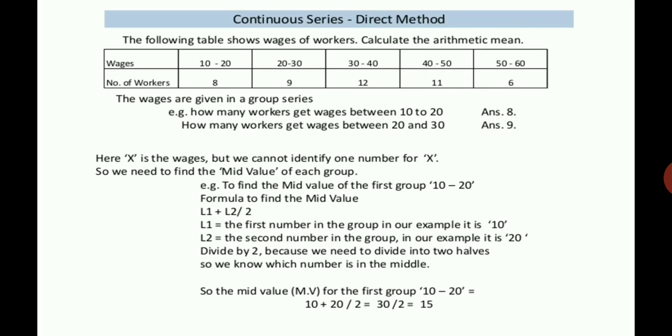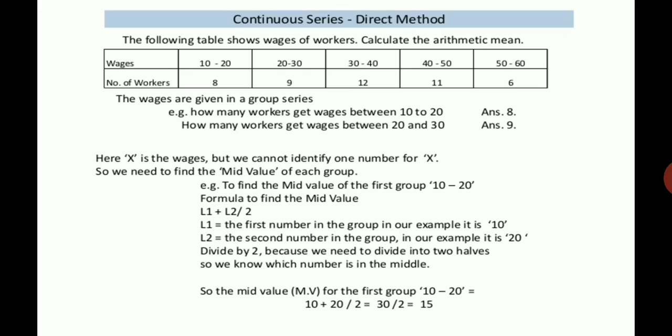Here the x value is given in class intervals, so it is not a rounded value, so we have to take the mean of both the lower limit and the higher limit. We add them together and divide by 2, then it becomes the x. In the first example this is 10 plus 20, then it becomes 30 divided by 2, then it becomes 15. So we have to take out the mid value in such examples, and here the x values will become 15, 25, 35, 45 and 55.